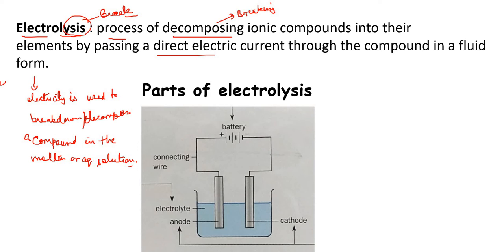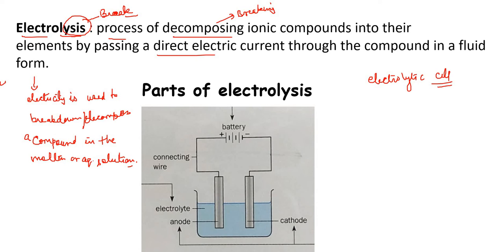I hope this part is clear, that electrolysis is a process where electricity is used to produce some chemical effect. The part where electrolysis takes place is called the electrolytic cell. An electrolytic cell is a setup in which electrolysis takes place. It means the electricity goes in and breaks down the electrolyte.